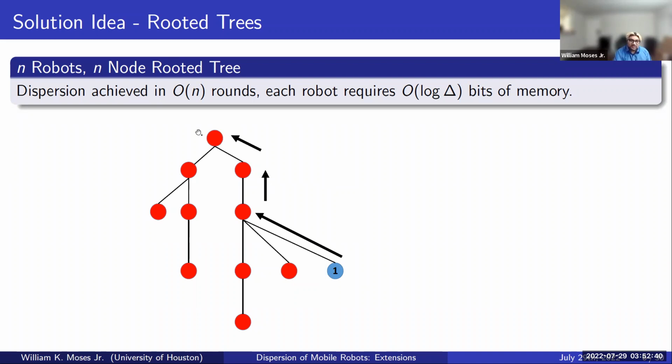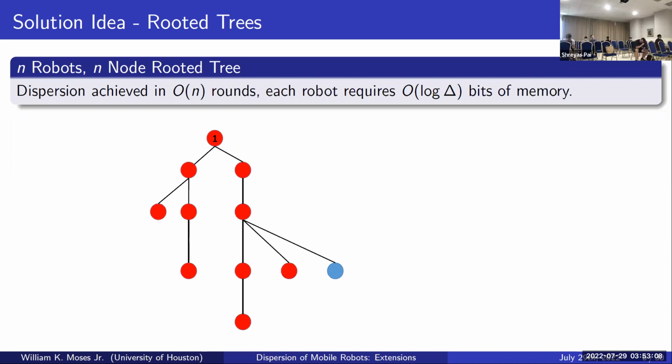And importantly, as he goes back up, he tells each node, hey, this port leads to the final resting place of me. And when he goes here, he says, hey, this port actually leads to a final resting place. This port leads to a final resting place. Now, eventually, this robot will come back to the root. And now all it needs to do is tell people, okay, terminate.